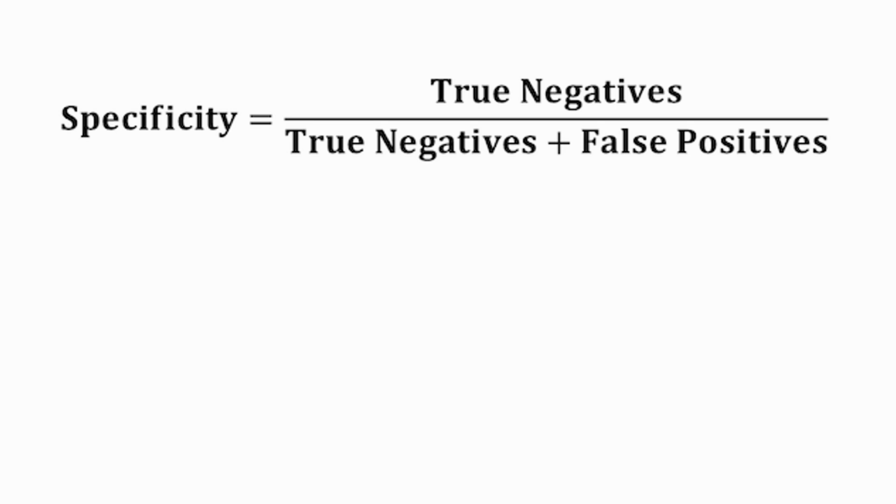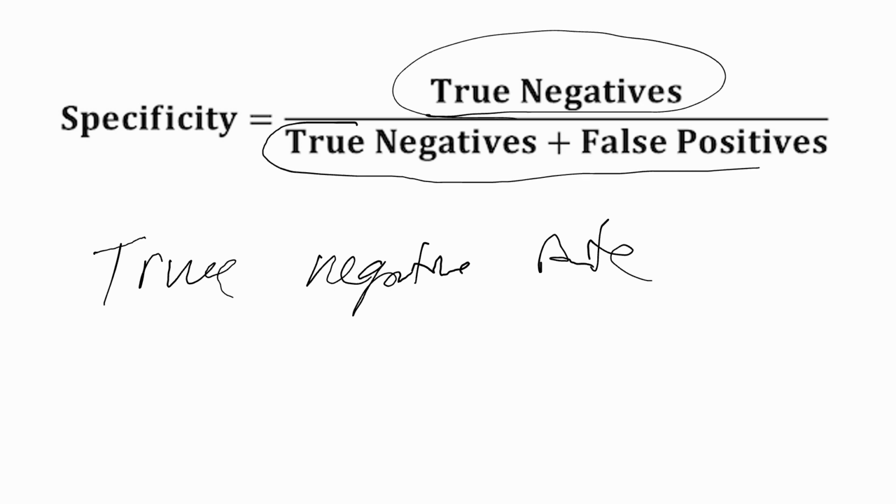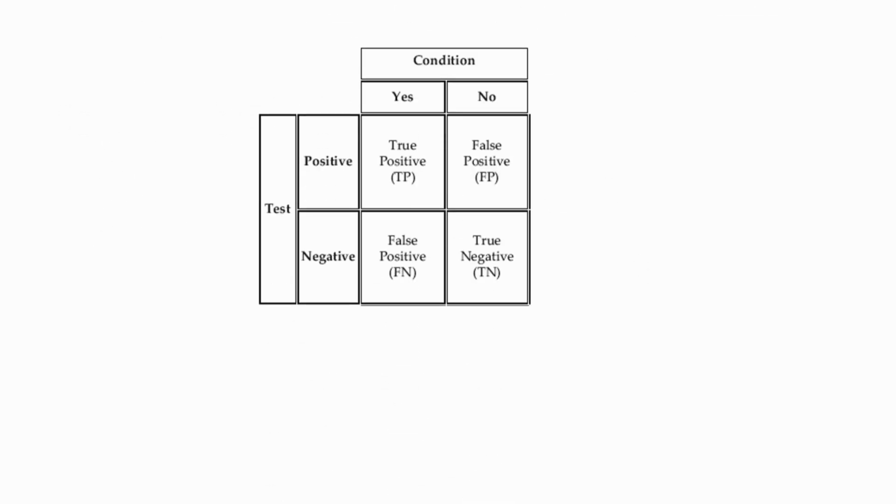On the other hand, specificity will be your ability to say whether a person truly is negative. And you can think of specificity as the true negative rate. It'll be calculated as the number of true negatives divided by the true negatives plus the false positives. So let's do a quick example.